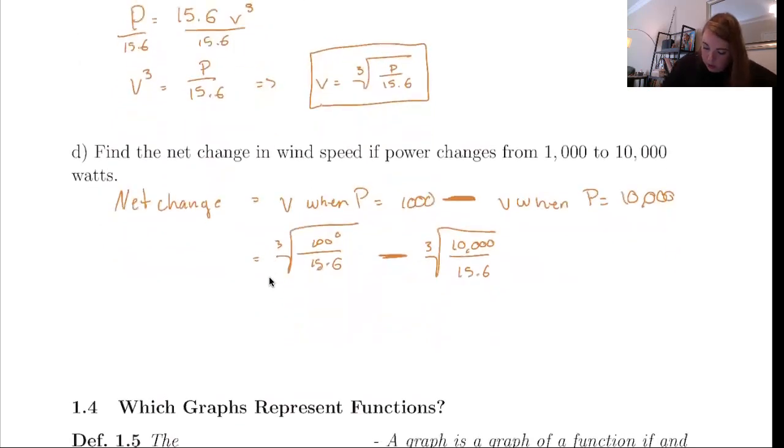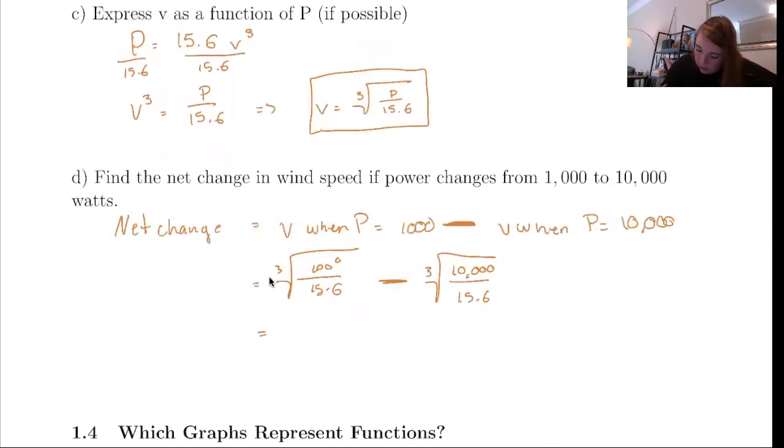which would equal, oops, I did it wrong. It should be when power is 10,000 versus 1,000. I messed it up. I need to put the bigger input first. So 10,000 versus 1,000. There we go.